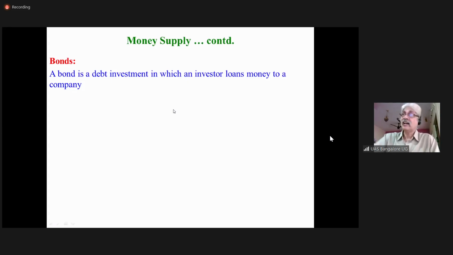And what is her stake in the company? 1/10. Because out of 100 shares, she has purchased 10 shares, so 1/10. So her stake in the company, her ownership in the company is to an extent of 1/10 of the total value of the company. So that is a share. You will become one of the owners.